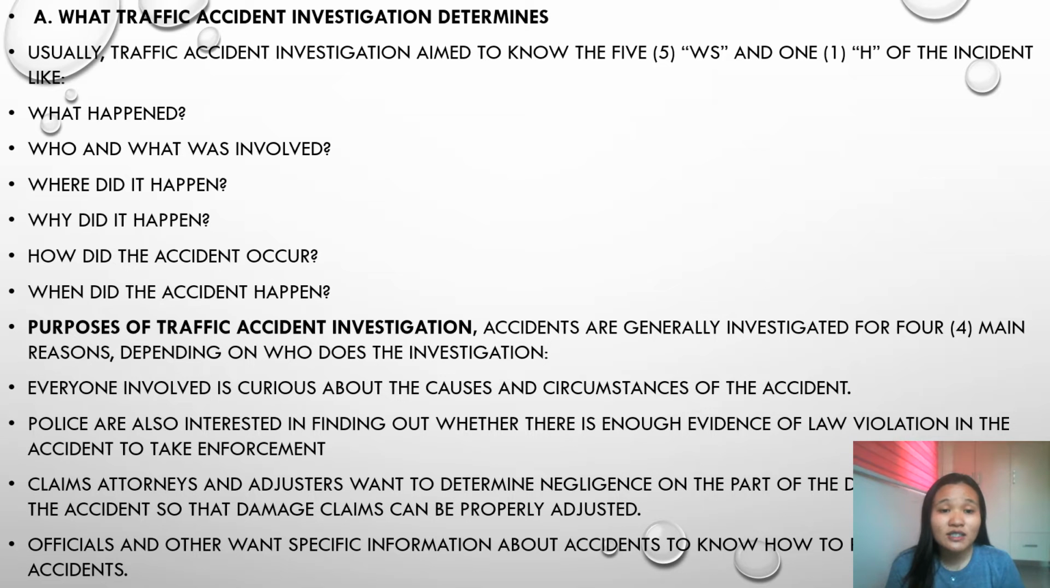Also, officials and others want specific information to know how to prevent future accidents. So, yan yung mga purposes of traffic accident investigation natin.